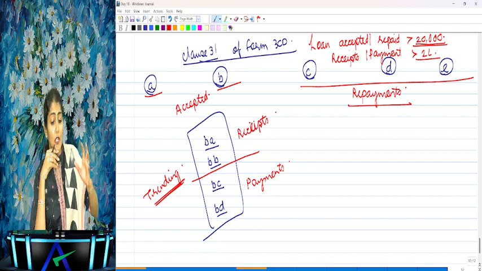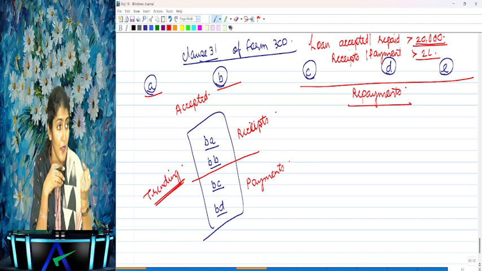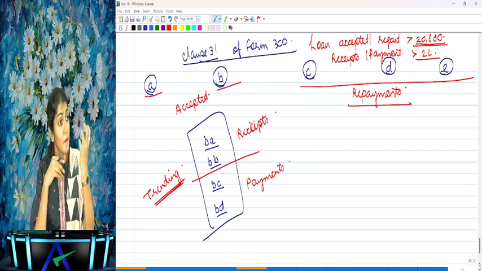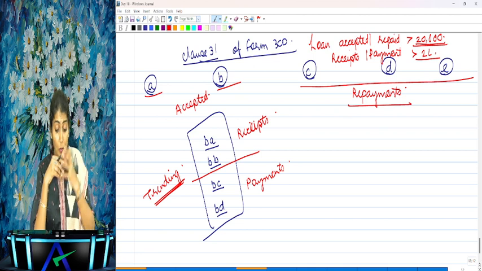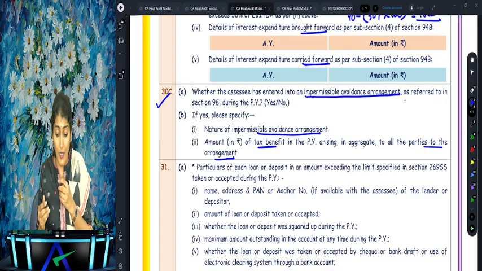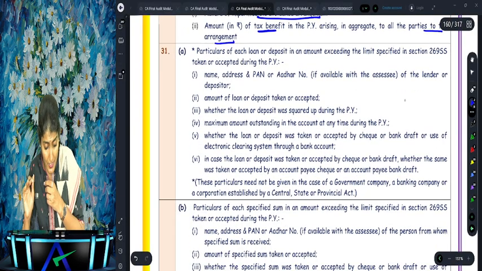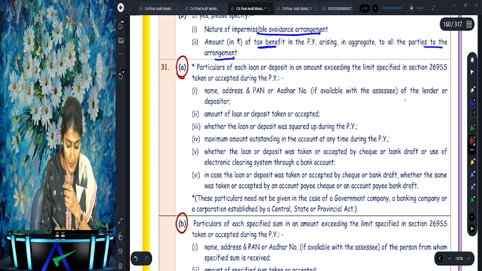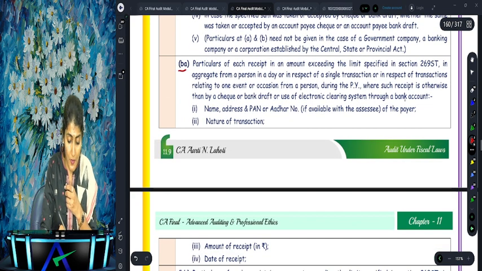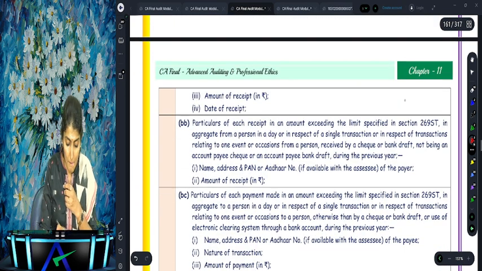Right. So 31A, what does it say? Whether the assessee has borrowed, whether any loan has been accepted during the year other than by an account payee cheque or an account payee draft. So, did I give you the outline of 31? 31A, 31B. Then after B, you have BA, BB, BC, and BD.